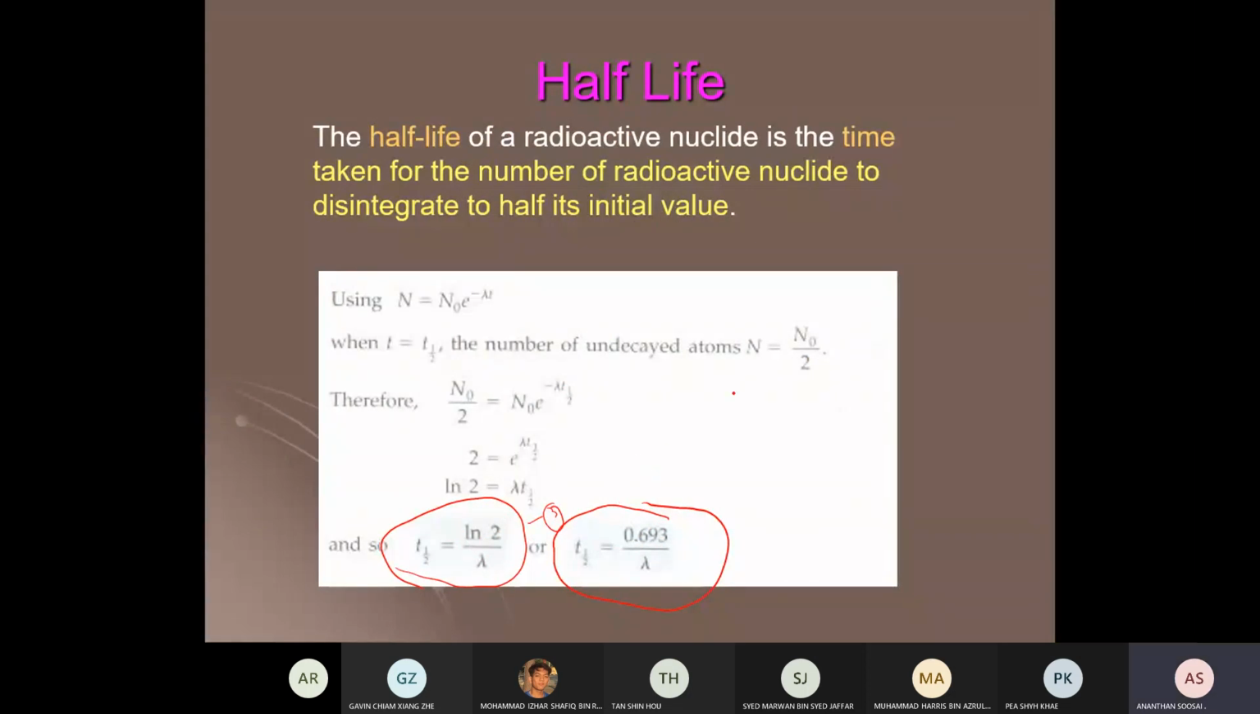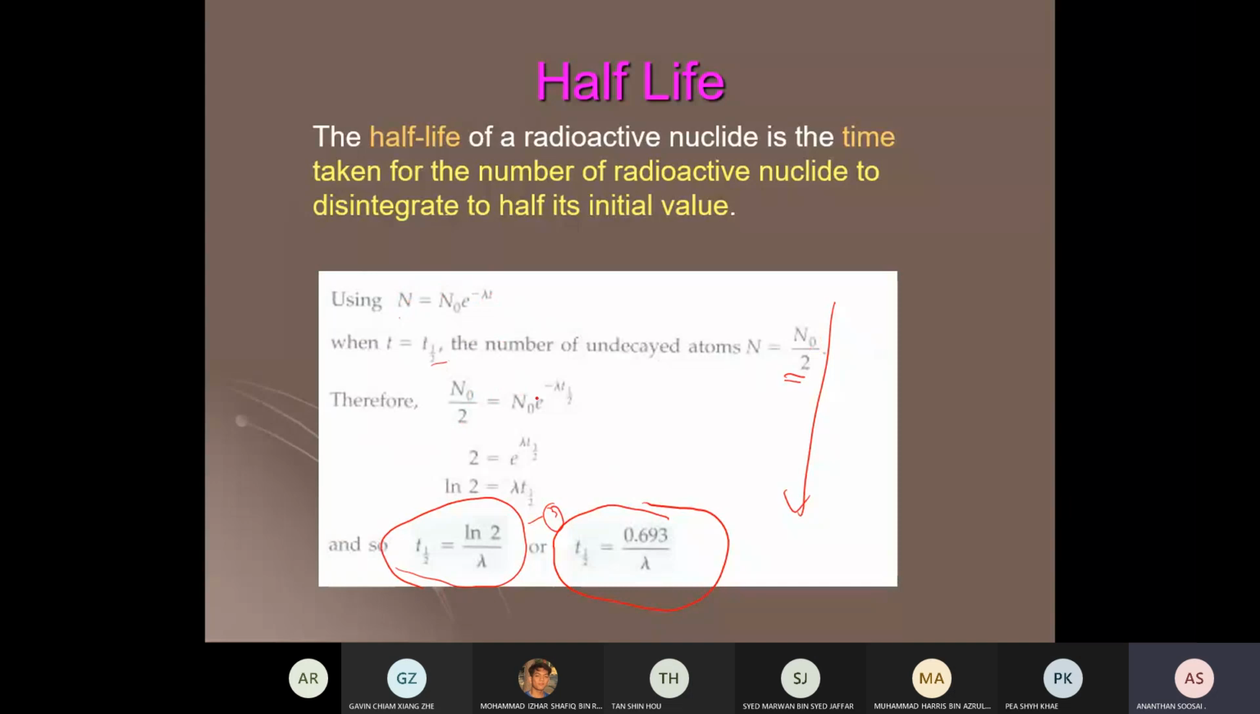How did they get this equation? The derivation you must know. The earlier equation's derivation, if you don't know, it's fine. But the derivation for half-life is in your syllabus, so you must know how to derive it. Okay, look at the derivation. The derivation of the half-life formula is obtained from the second formula, N equals N naught e to the negative lambda t. When the time is the half-life, t half, the number of undecayed nuclei N will be N naught over 2.